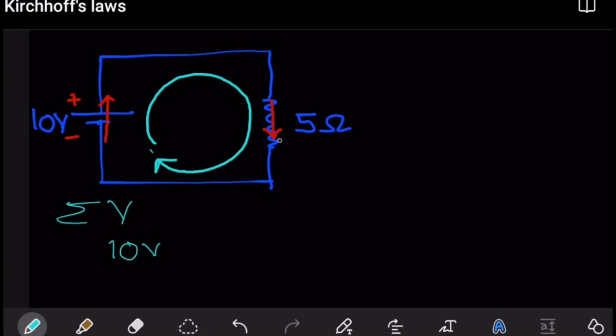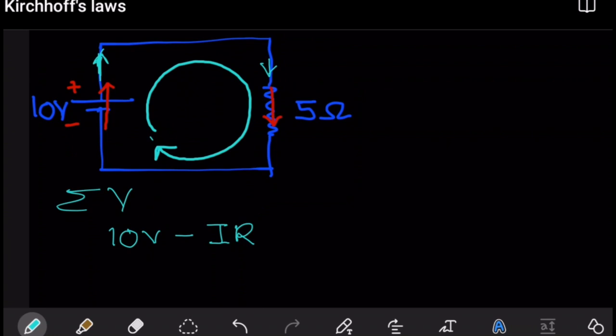But when it comes to the resistor, we know the current will flow from the positive source. So current will go like this, and we expect the current through this 5 ohm resistor to be flowing downwards. It's in the same orientation as our loop. Because of that, the voltage change across our resistor will be a drop, so it will be negative.